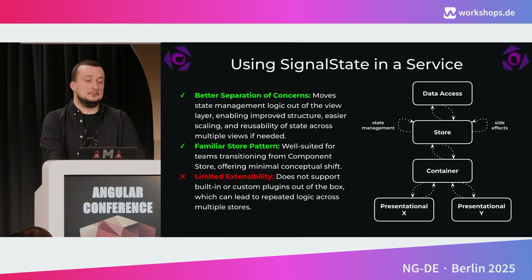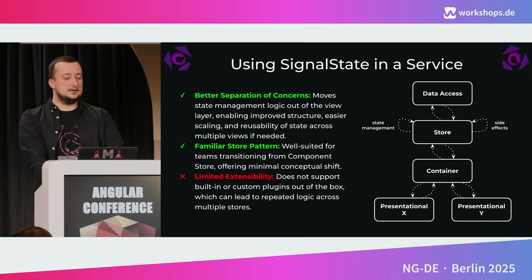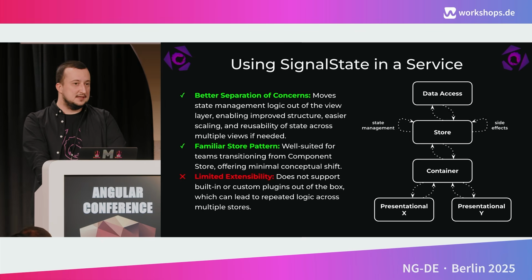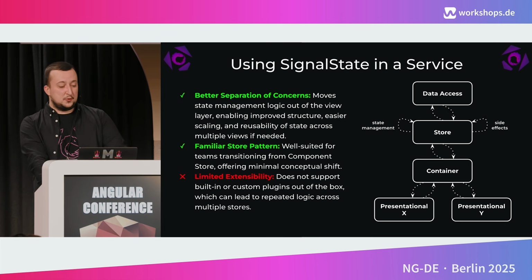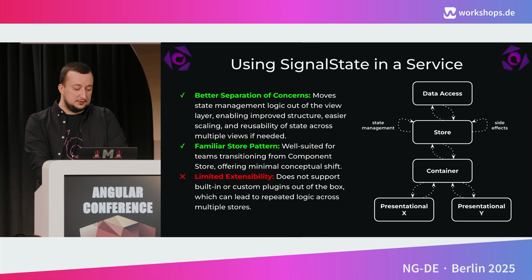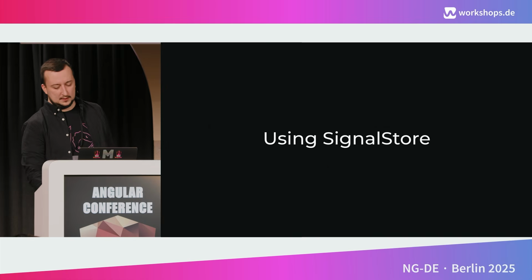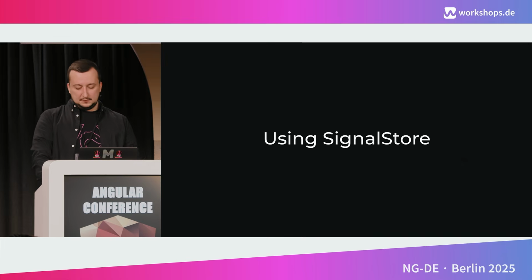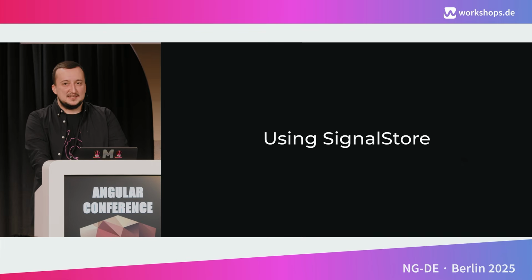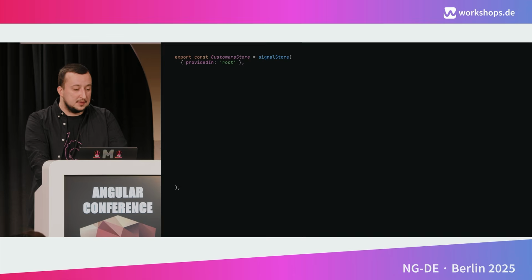But the disadvantage of using SignalState in a service, that SignalStore solves, is limited extensibility. So it does not support built-in or custom plugins out of the box, and as a result, we can have repeated logic across multiple stores. So to have the ability to create custom plugins and to reuse the existing ones, we can use SignalStore.